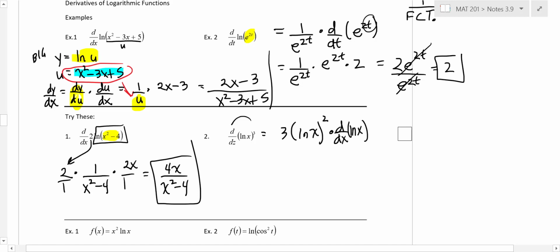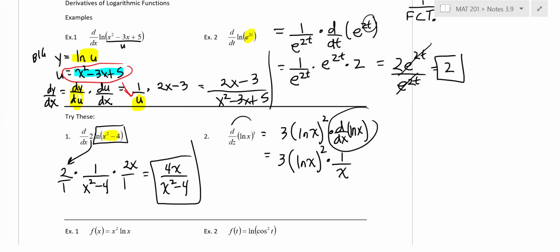All right, so you have to do that. And you can do this all in your head. You can do this in one step if you want to. Now that's 3 ln of x squared. And then what's the derivative of ln x? 1 over x. That's the new rule you learned. Okay, that's it. That's your derivative right there.